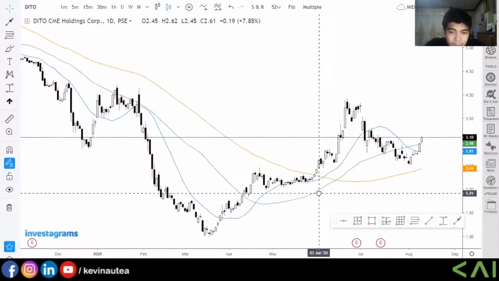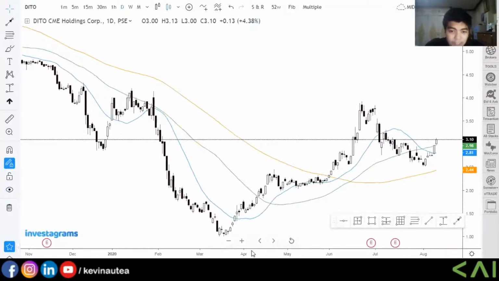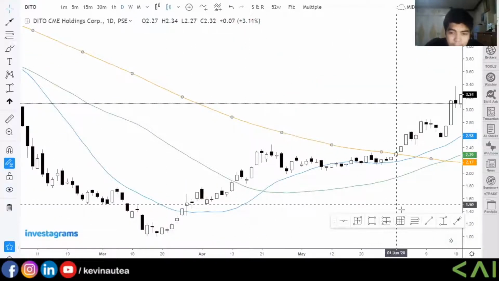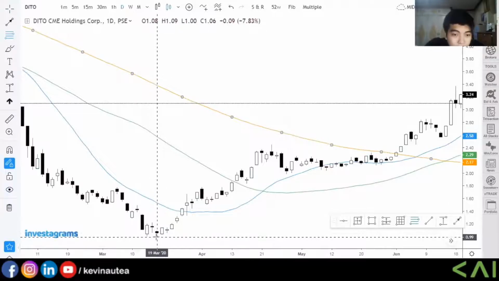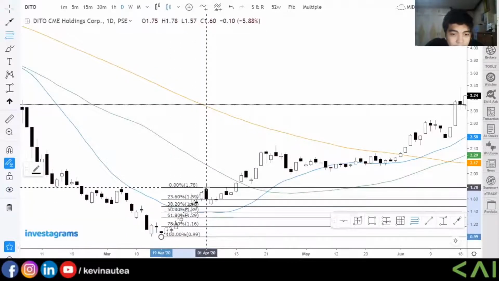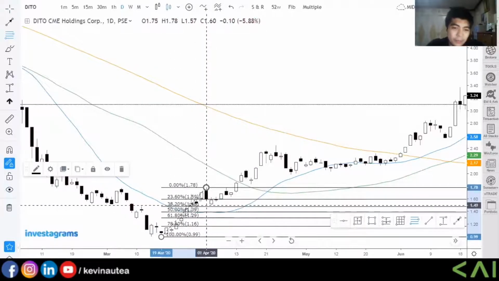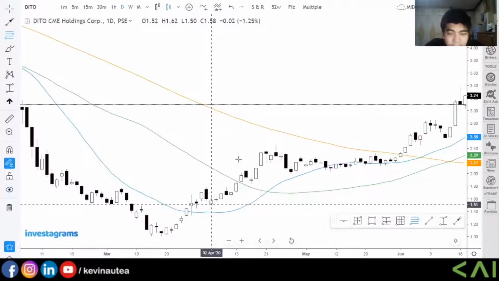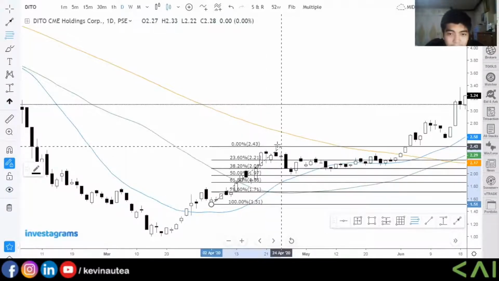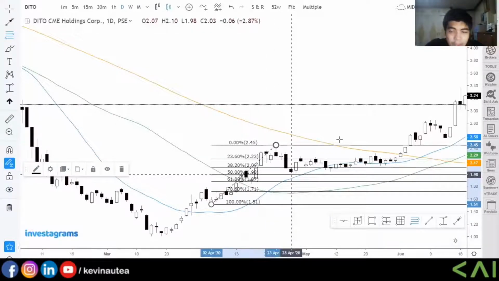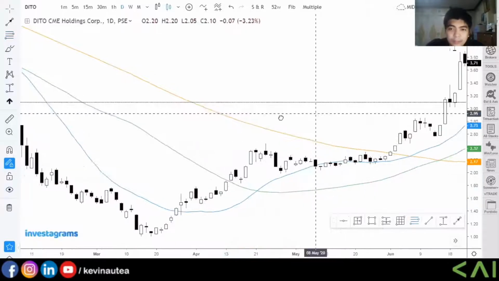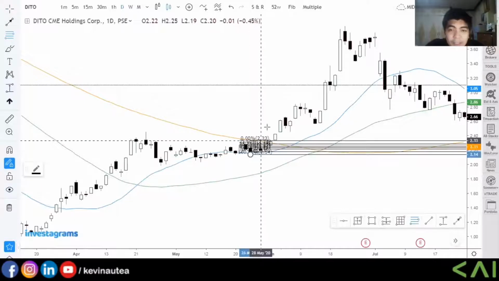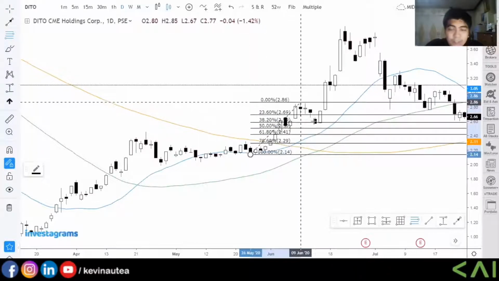I think I used Fibonacci here before. Let me try that now. Let me try it here. This point up to this point. So that's around 23 up to 38. Another one. This point, maybe here. So that's around 50 to 38. Then next, let's check it here. So that's around 38 as well.